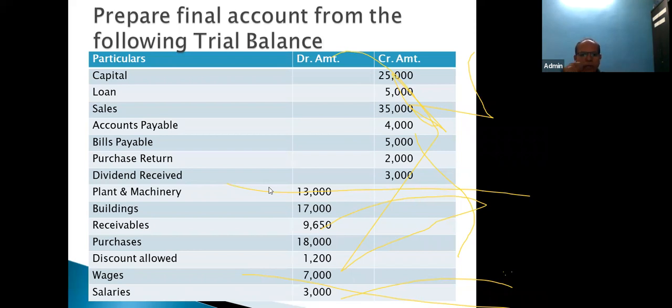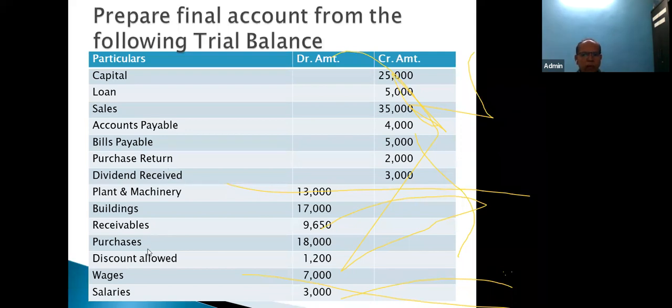Now let me tell you what this is. Since it is coming for the first time, it is my responsibility to make it clear. If you know, good. If you are not aware, please understand. See, the company has made some purchases, that is 18,000 rupees. But out of this purchase, some goods have been returned back to the supplier, maybe because of faulty goods or some problem with the product.